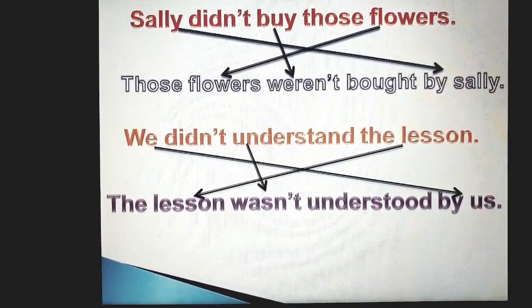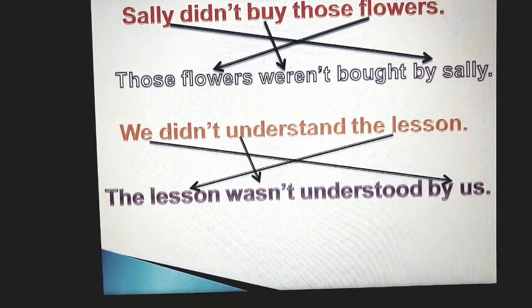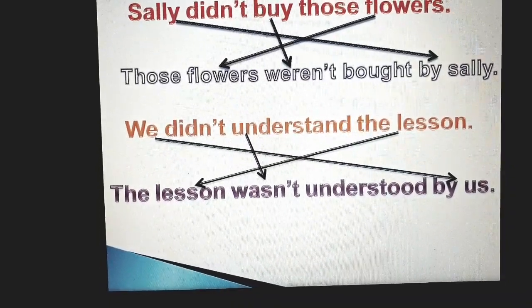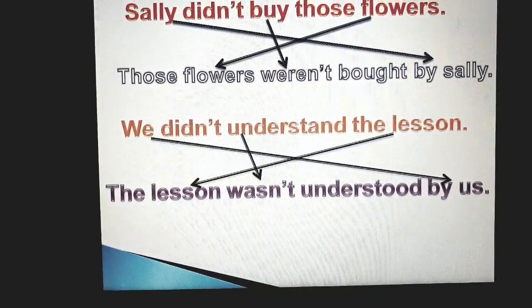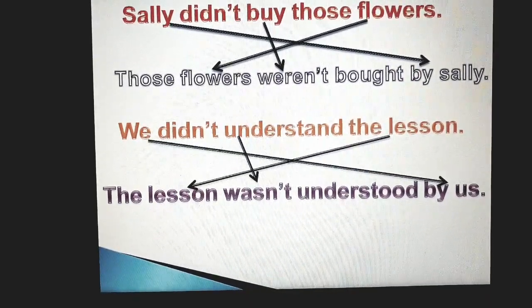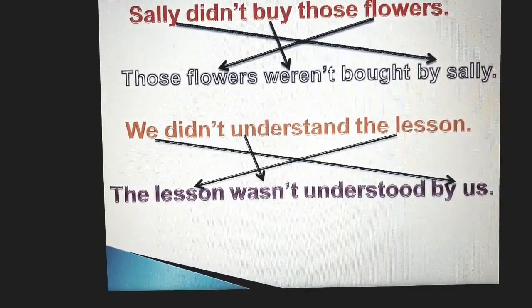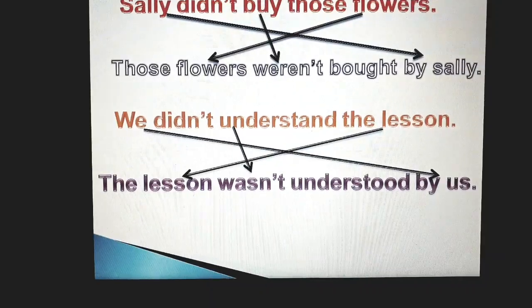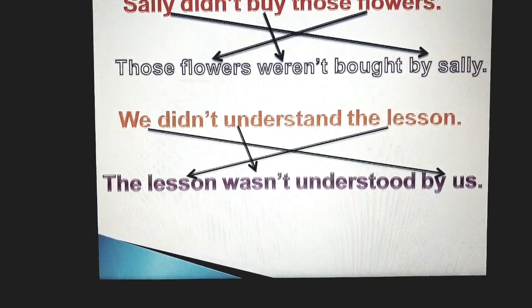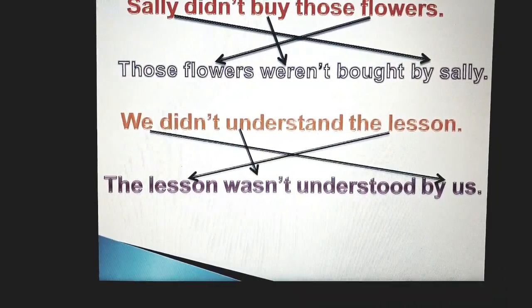of past simple. We didn't understand the lesson. This is an active past simple sentence, and in the second sentence we change it into a passive sentence, the passive of the past simple. So, we didn't understand the lesson. We is the subject, didn't understand is the negative past verb, and the lesson is what we call the object.